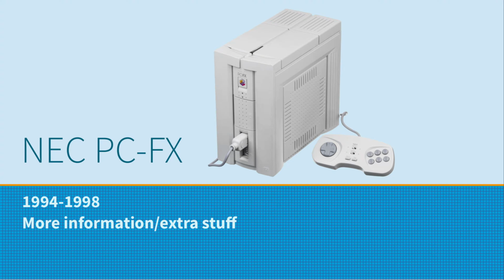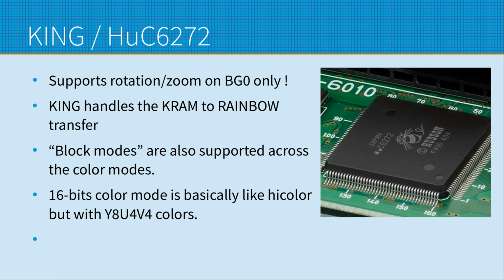So, hello guys, I want to briefly talk about the PC-FX again because there was some more information that I found out about the PC-FX and I want to talk about it. First of all, I want to talk about rotation and zooming on BG0, which is the first background. It turns out that you can only rotate and stuff on BG0, not BG1, BG2, or BG3. You cannot do any of that on those backgrounds, only BG0.